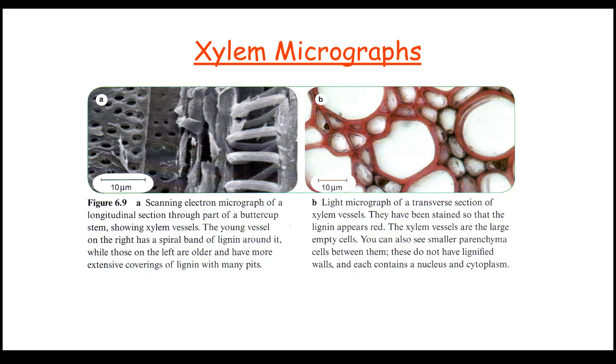Now, this is just two little photographs of it. So this one shows a section which is in longitudinal section. It says that the young vessel on the right, which is this part, has spiral lignification, whereas the one on the left are older and have more extensive coverings of lignin with many pits. So this here would be the pitted form of lignification. This diagram then shows the transverse section of a xylem, and the lignin appears red in it. So you can see that if these are all xylem vessels here, they have an awful lot of lignin within their cell walls.